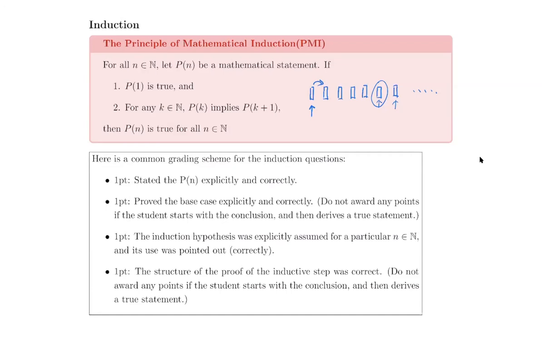Another way to think about this is that, well, since P(1) is true, and for any k in the natural numbers, P(k) implies P(k+1), that means P(1) implies P(2) is true, and P(2) implies P(3) is true, and so on. That's why everything is true. So that's the principle itself.